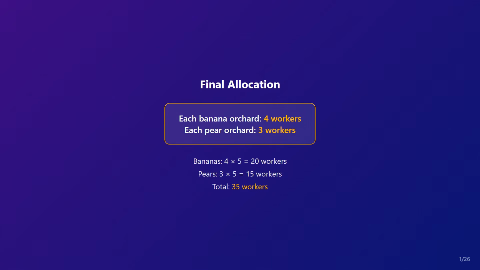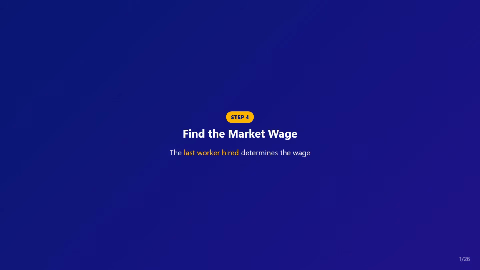Next, 120, bananas worker 3. Another 5 workers. Total, 25 workers. Next, 70, pears worker 3. Another 5 workers. Total, 30 workers. Next, 60, bananas worker 4. Another 5 workers. Total, 35 workers. We're done.